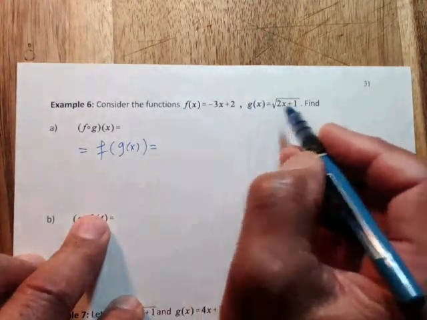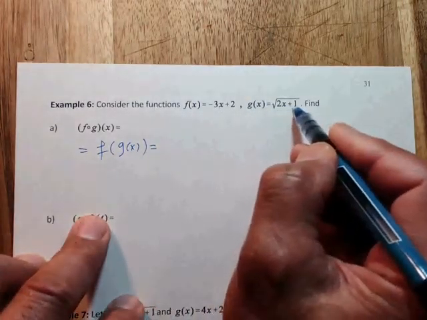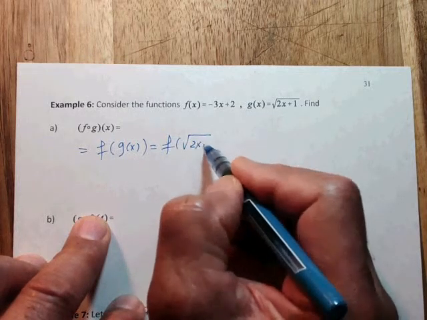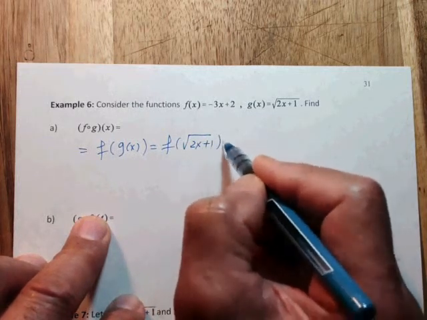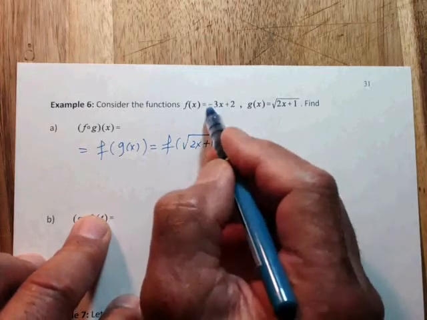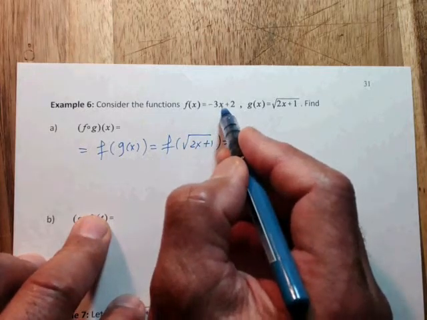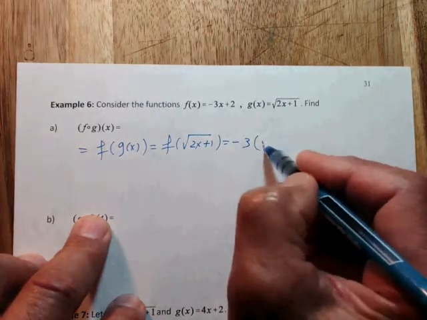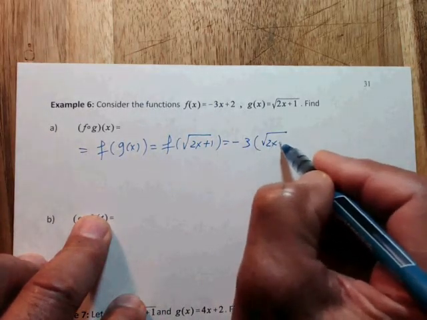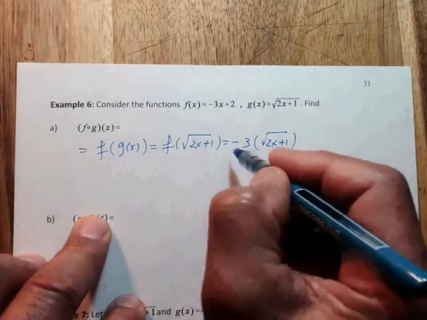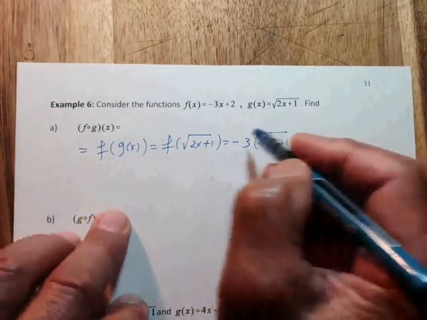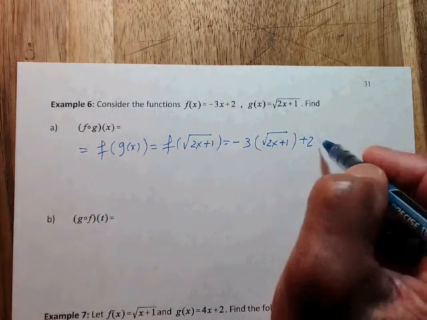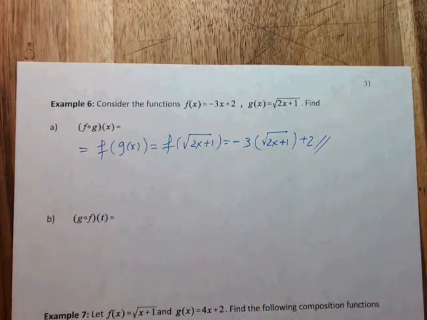But g of x is square root of 2x plus 1, so this is f of square root of 2x plus 1. So f of this whole thing means in your f replace x by all of that, so negative 3 times square root of 2x plus 1, okay, then plus 2, and that's about all you can do. You can't simplify this any further.